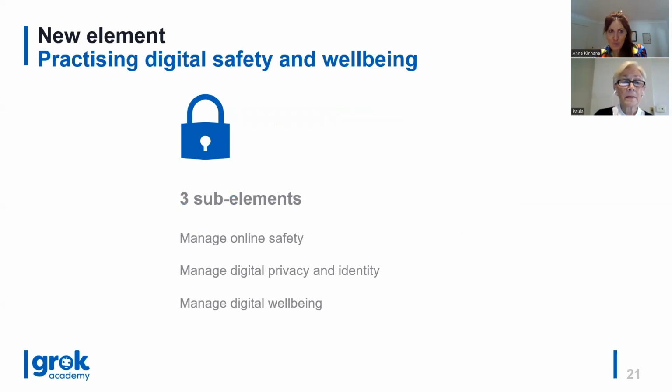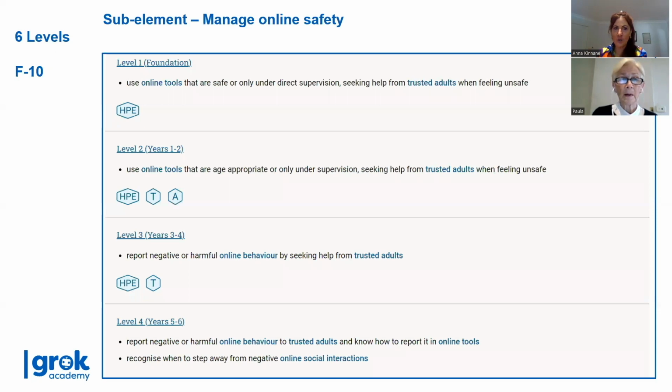Now, let's have a look at our new kid on the block, which is practicing digital safety and wellbeing. Now, that is the element, but in each of the elements, there are sub-elements. And in this particular one, we have 3 sub-elements: managing online safety, managing digital privacy and identity, and managing digital wellbeing. Now, when we go into the capability, the levels are clearly articulated, and we're going to focus now on the sub-element, manage online safety.